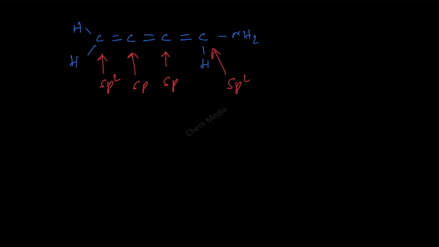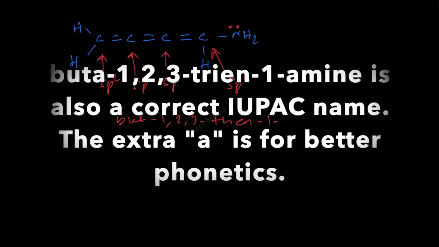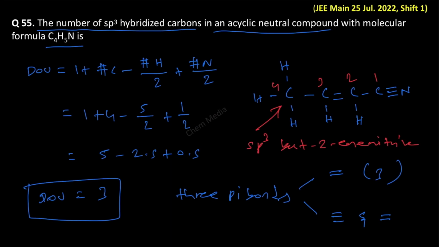But keep it in mind that this would become a basic compound, more basic compared to the other one, plus we don't have any sp3 hybridized carbons. The structure that we drew here is buta-1,2,3-trien-1-amine. That's what we drew here. Since the question says neutral compound, we can go with this molecule, and the correct answer is 1.